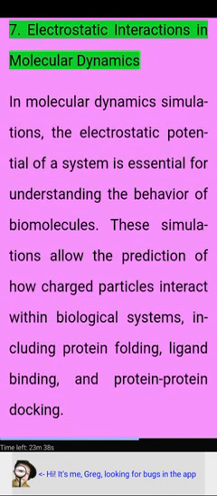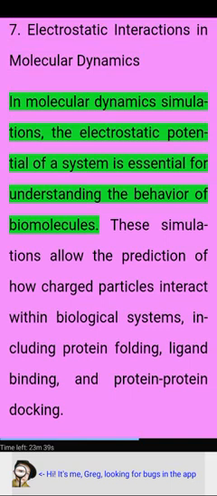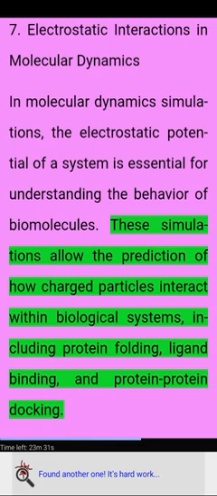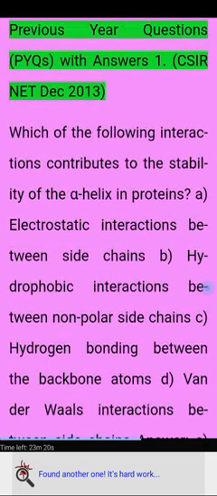7. Electrostatic interactions in molecular dynamics. In molecular dynamics simulations, the electrostatic potential of a system is essential for understanding the behavior of biomolecules. These simulations allow the prediction of how charged particles interact within biological systems, including protein folding, ligand binding, and protein-protein docking.